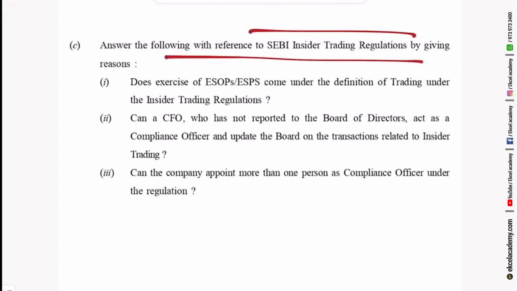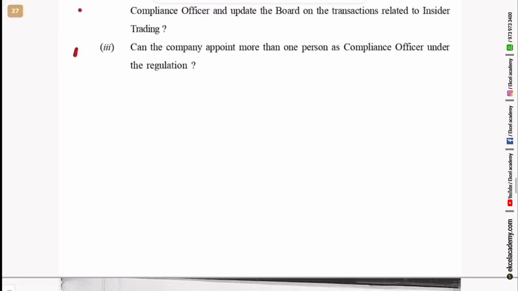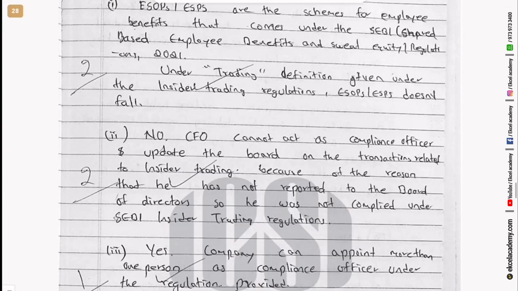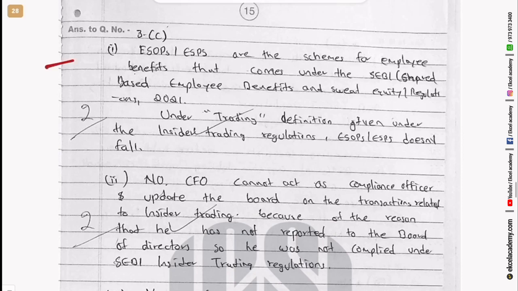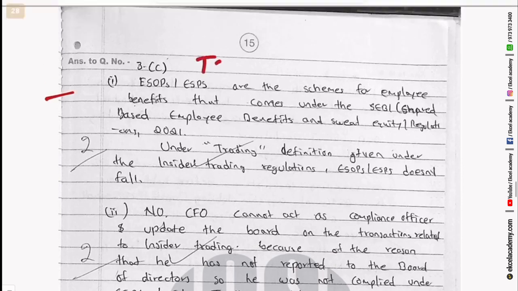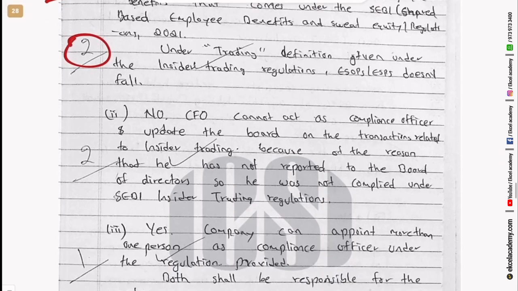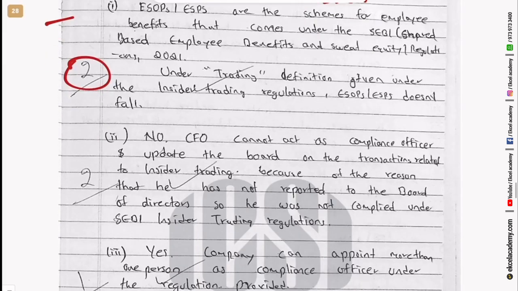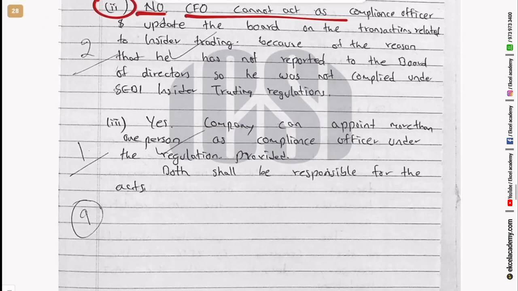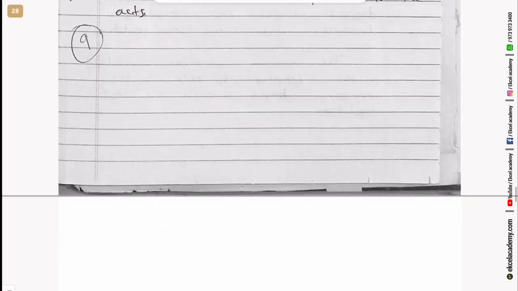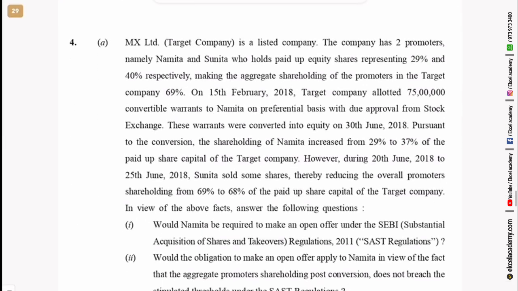Insider trading regulations, they have given different sub questions. Again, to the point, excellent answers to the point. As you can see, Uday has studied a lot. It is not possible to write without studying. This is very important. So can we do it? No, it cannot be done. Why can it not be done? He has given the reason. Yes, it can be done. How is it? This is also excellent.